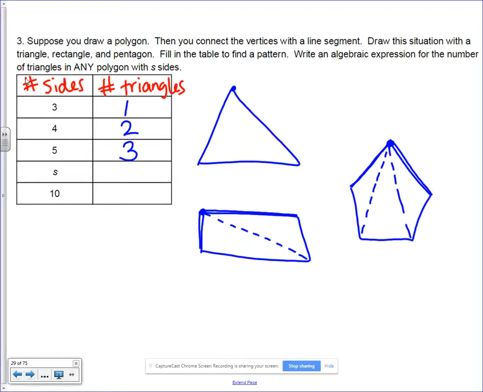Okay, so now what's the pattern? If I go from the input to the output, what's the pattern? You subtract 2 every time. Does it work for all of them? 3 minus 2 is? 4 minus 2 is? 5 minus 2 is? 3. Does everybody see that? So what's my algebraic expression going to be?